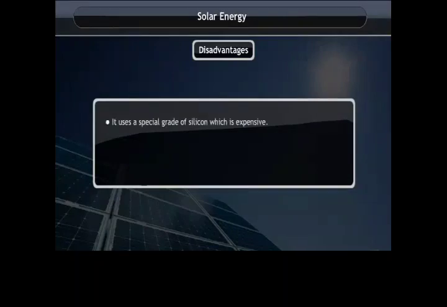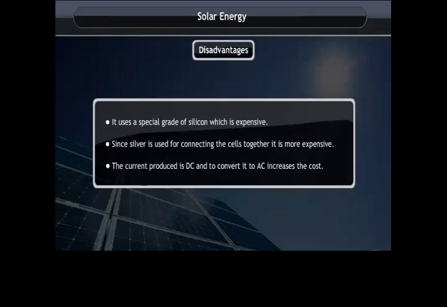Disadvantages. It uses a special grade of silicon which is expensive. Since silver is used for connecting the cells together, it is more expensive. The current produced is DC, and to convert it to AC further increases the cost.